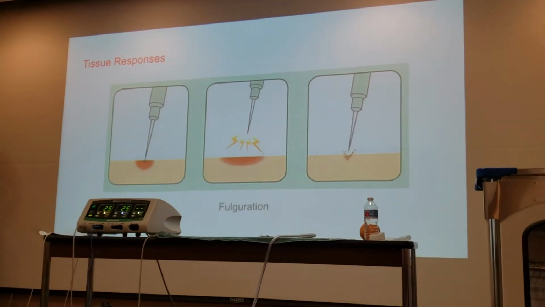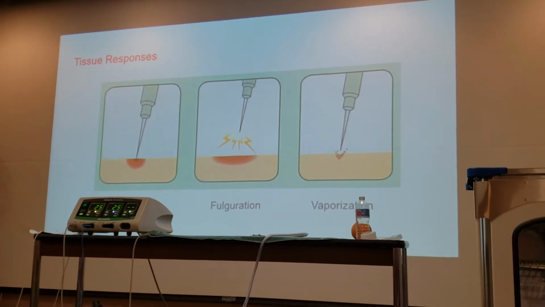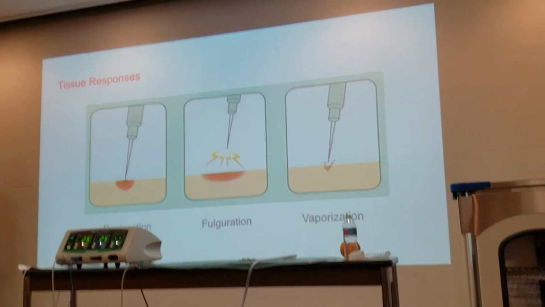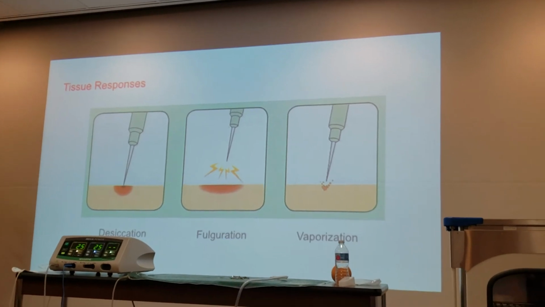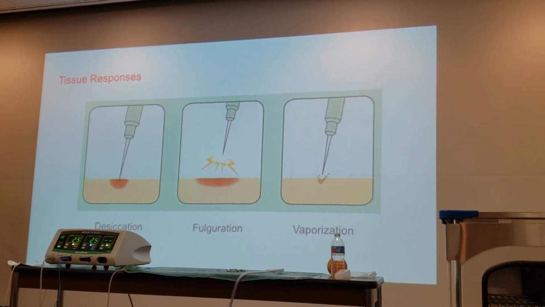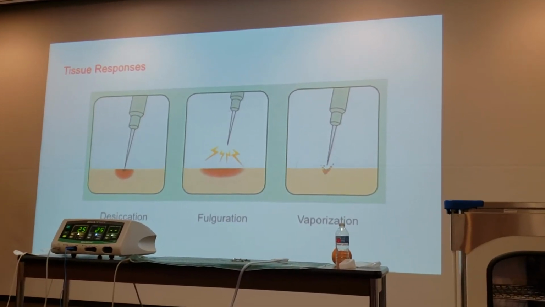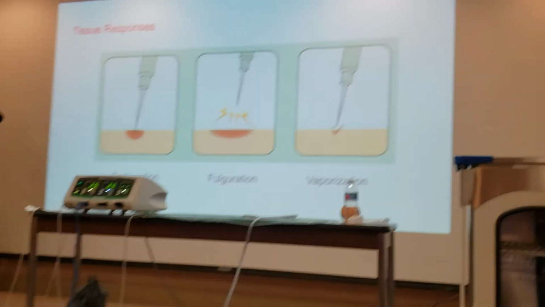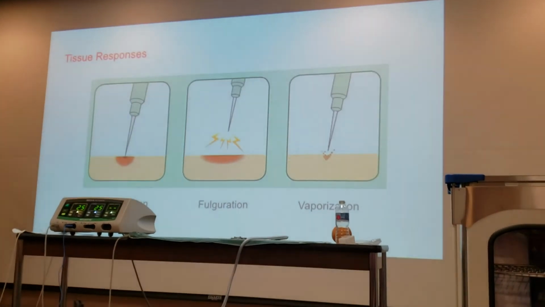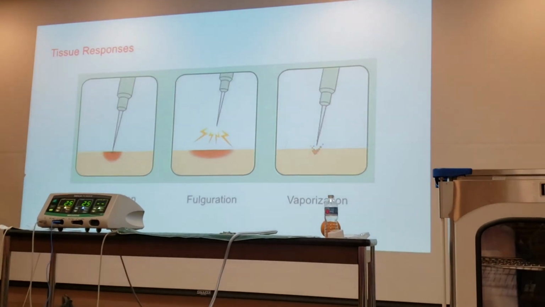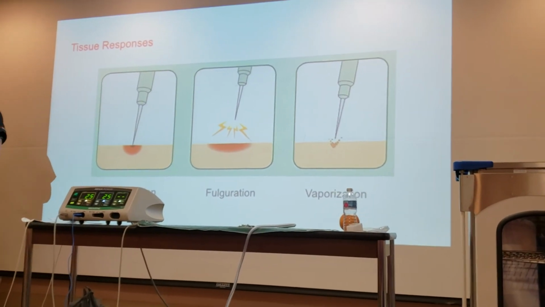You get 3 types of tissue response. There is desiccation. I want you to think of desiccation as simply drying out tissue of its water, vaporizing that water. Fulguration is a little bit like a shotgun. You get some standoff and it sprays in the tissue, and then you have vaporization as well.